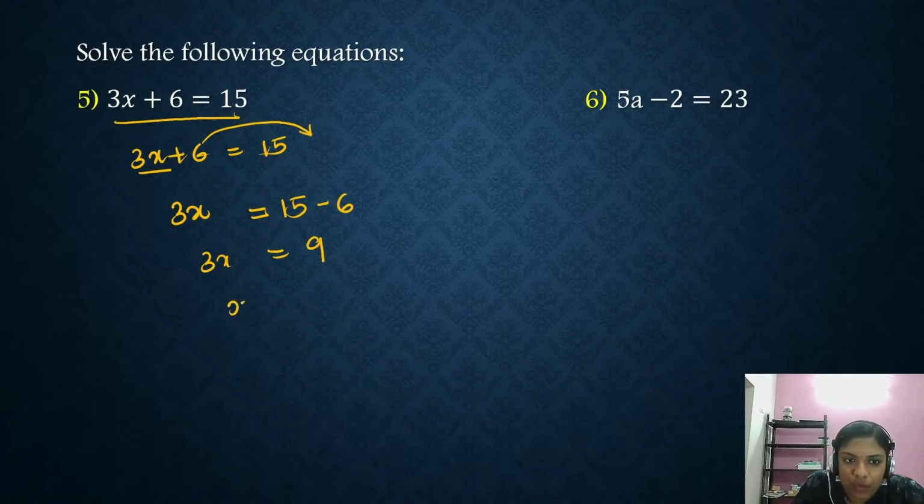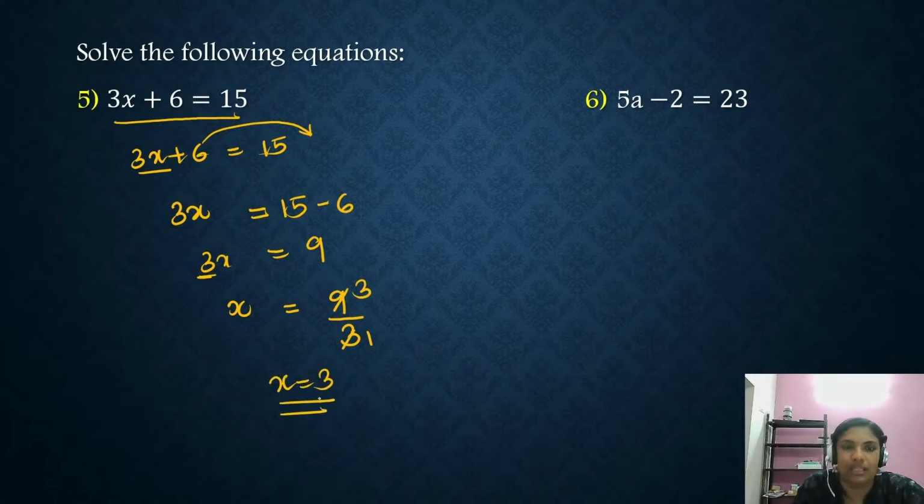Now we have to find out x. So x can be kept in LHS itself. Now 9. Then what happened to this 3? Into 3 will become divided by 3. 3 1s are 3. 3 3s are 9. So the answer will be x equal to 3. So solution is x equal to 3. Understood? Okay, let's see another question.